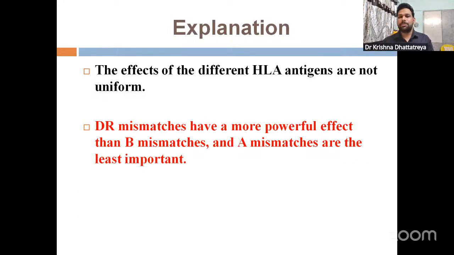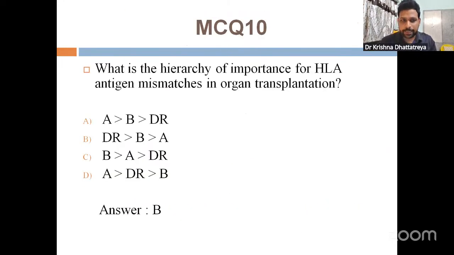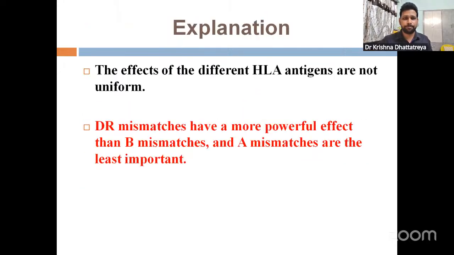So the DR mismatch will have more powerful effect compared to the B mismatch and A mismatch. And A mismatches are of least importance. So the answer will be DR greater than B and A, because the DR mismatches are more powerful, followed by B mismatches, and the least powerful mismatch is A mismatch, HLA-A mismatch. So this is the question based upon the HLA antigens.